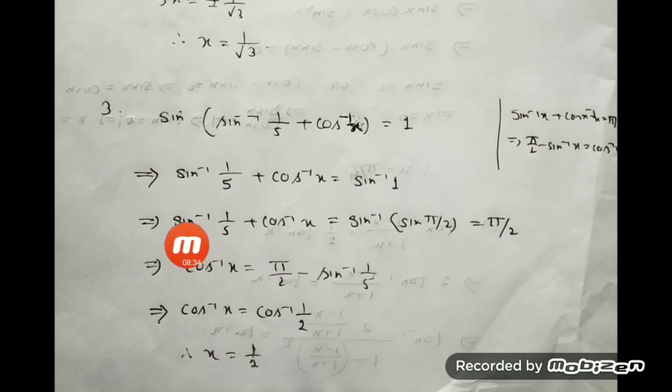Now you see, this is sine inverse x and cos inverse x. This is pi by 2. We know a relation between sine inverse x and cos inverse x. In inverse trigonometry we have this relation, which I have written here: sine inverse x plus cos inverse x equals pi by 2. If I take sine inverse x to the other side from pi by 2, it becomes cos inverse x.